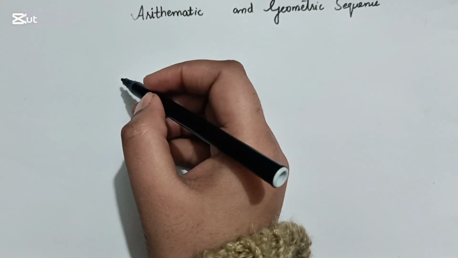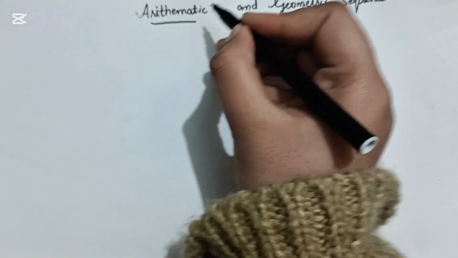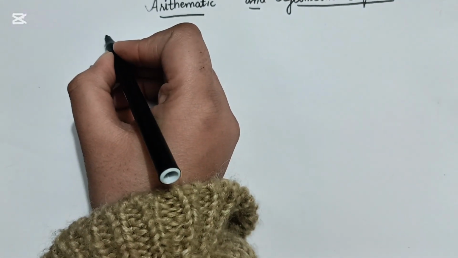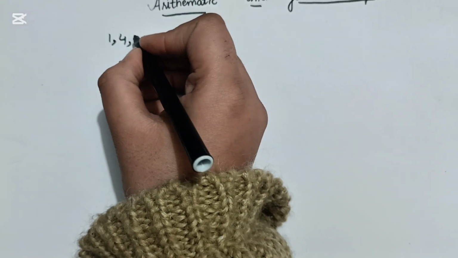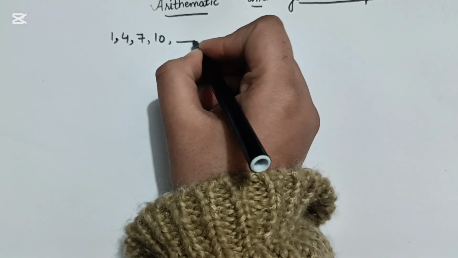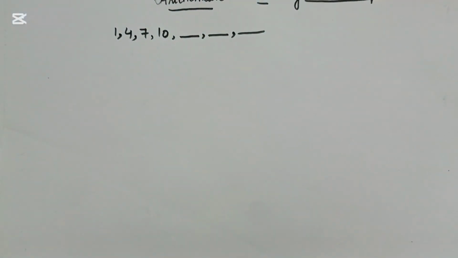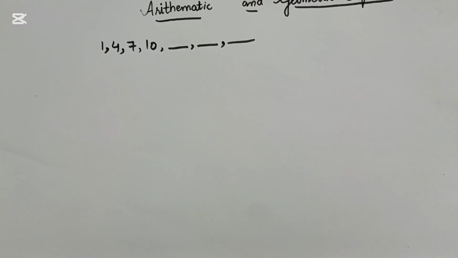Okay, today we are going to learn about arithmetic and geometric sequence. Arithmetic and geometric sequence. For example, if I say 1, 4, 7, 10, and I ask you to write the next three terms of this, what do you guess about this? What can be the number?